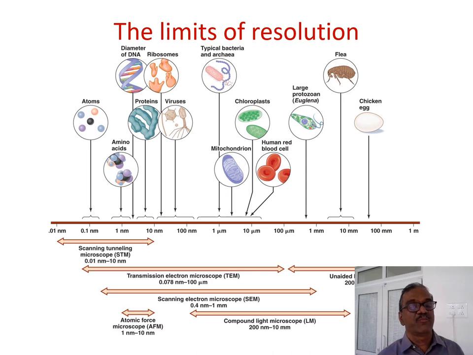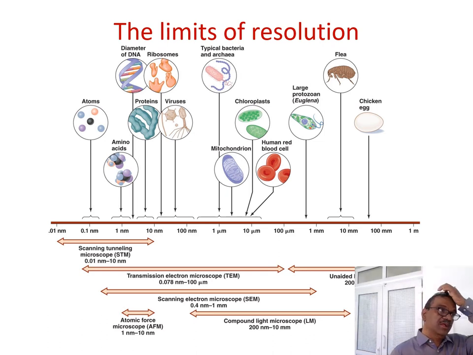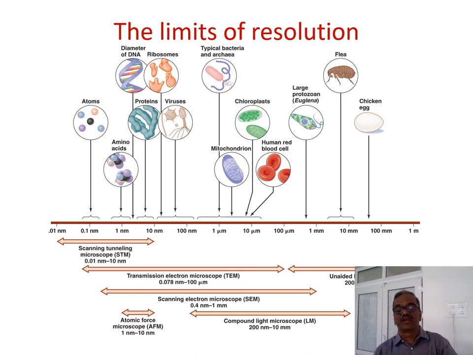Then it comes to the amino acid level, or 1 nanometer diameter of the DNA, or if you want to observe the protein, it comes under 10 nanometer. The ribosome as an organelle, you can see at 10 to 20 nanometer. Viruses are around 50 nanometer. A typical bacterium is 1 micron. Organelles like mitochondria and chloroplast are a little bit bigger, around 5 or 7 microns. Human red blood cells are 8 or 9 micron. The large protozoan Euglena is near 1 millimeter, or maybe 500 to 600 micron.